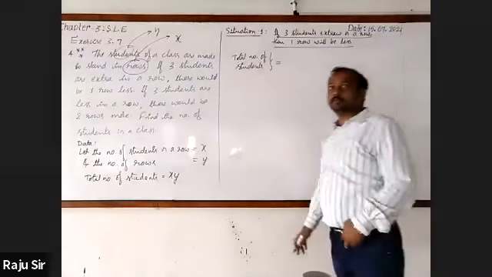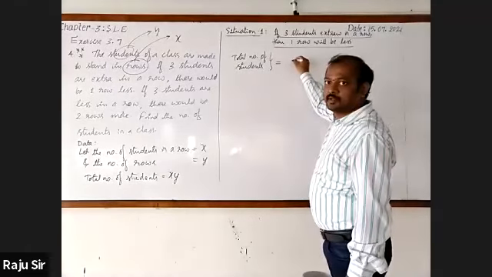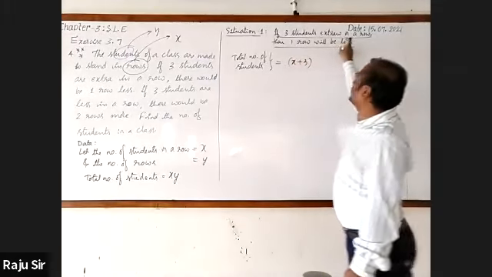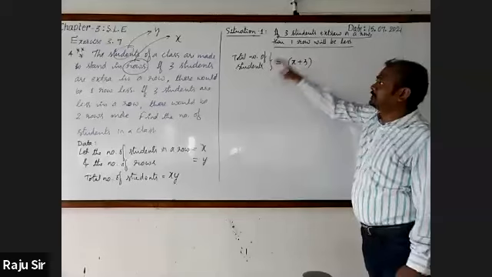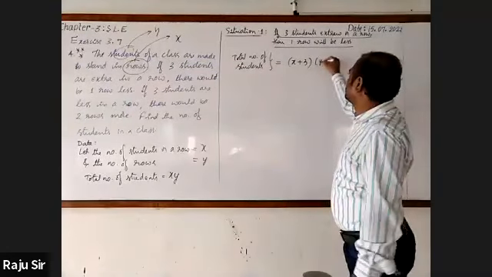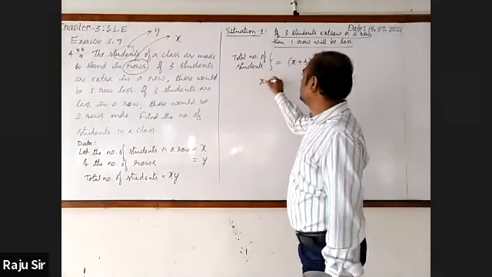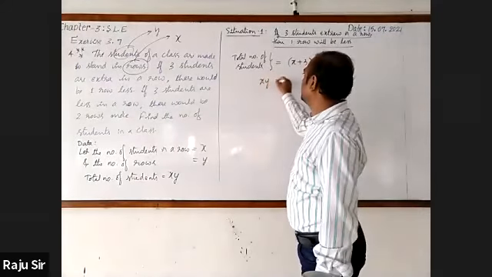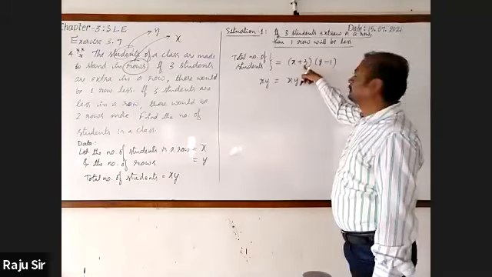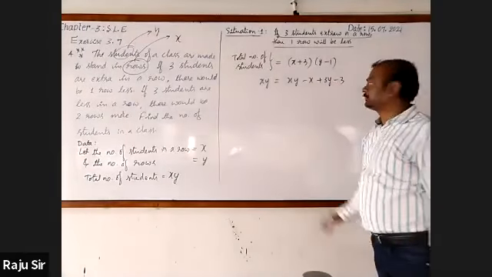how to write? X plus 3. 3 students are extra in a row, 1 row will be less. Number of rows is Y, and 1 cut back, it is y minus 1. And total number of students, we know that it is xy. Now multiply. It is xy minus x, multiply 3 with both the terms, plus 3y minus 3.